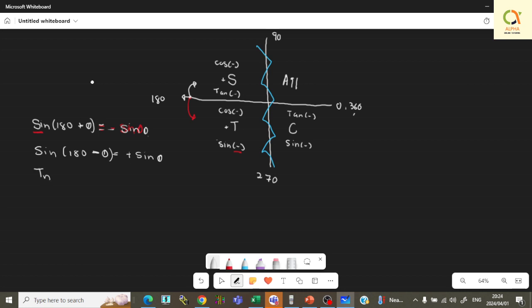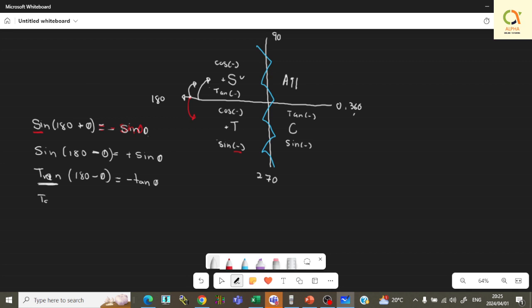Let's say you're given tan of 180 minus theta. This is what you're going to check: which quadrant does 180 minus theta fall under? It's going to be in the second quadrant. So is tan positive in this quadrant? No. So this one is going to be negative. The simplified expression is going to be negative the tan of theta. So let's keep going.